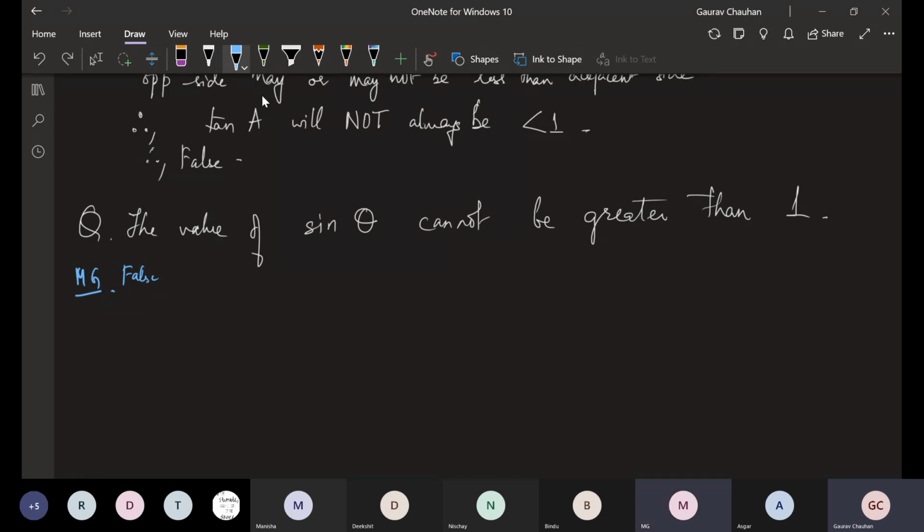Is this statement true or false? Okay, leave true or false. You just explain what you're thinking. True or false, we'll see. Sir, it can be greater than 1, sir. You're saying it can be greater than 1? Sine theta can be greater than 1? Is this what you're saying, MG? Yes, sir. Okay, can you explain this thought a little bit? Sir, because the formula of sine theta is opposite by hypotenuse, sir.